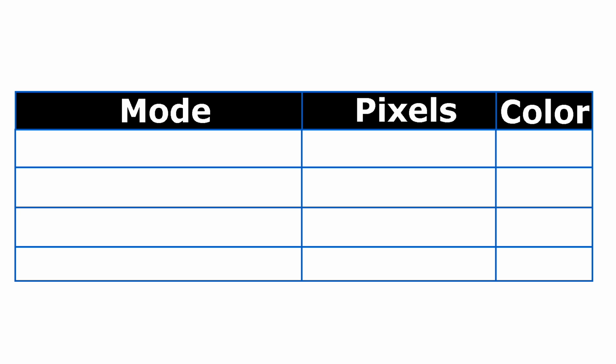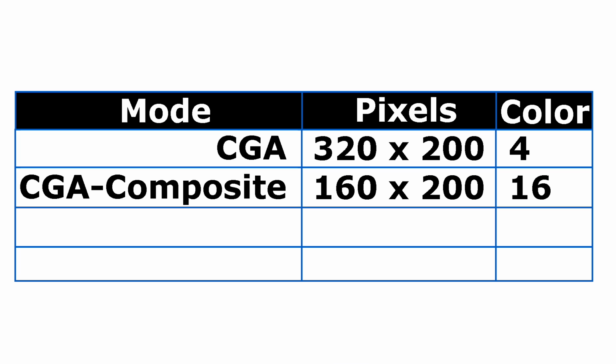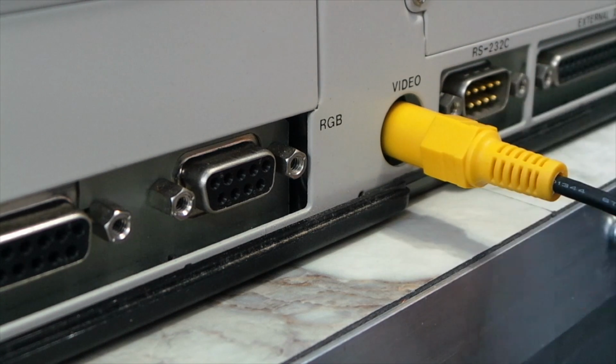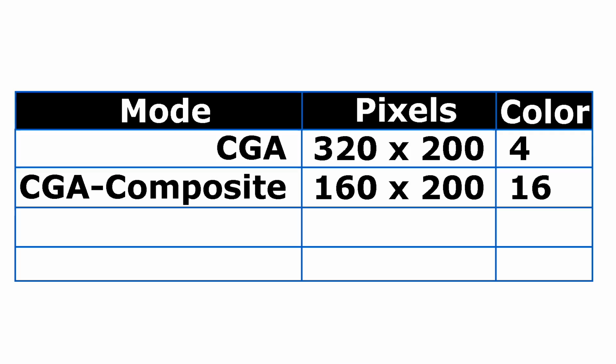The first mode I'm supporting is standard 4-color CGA mode. It's 320 by 200 pixels with 4 colors. This mode works on just about every IBM PC compatible machine ever made. The second mode I'm supporting is the seldom used CGA Composite mode. To use this mode, you have to have a CGA card with a composite video output. And you lose a little bit of resolution, so you're down to 160 by 200, but on the bright side, you do get 16 colors.